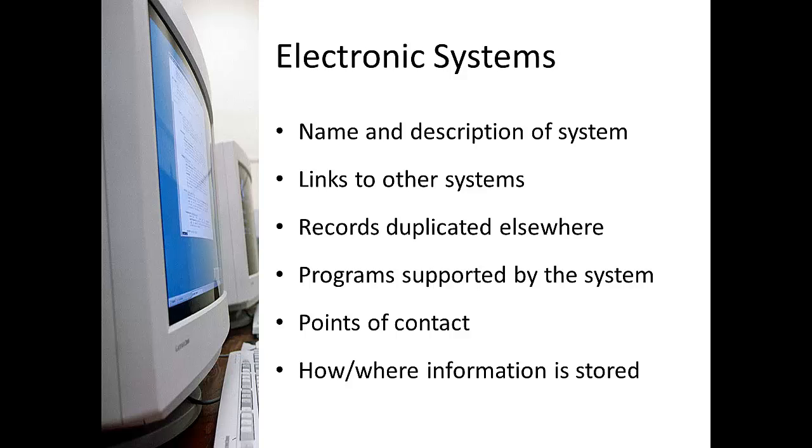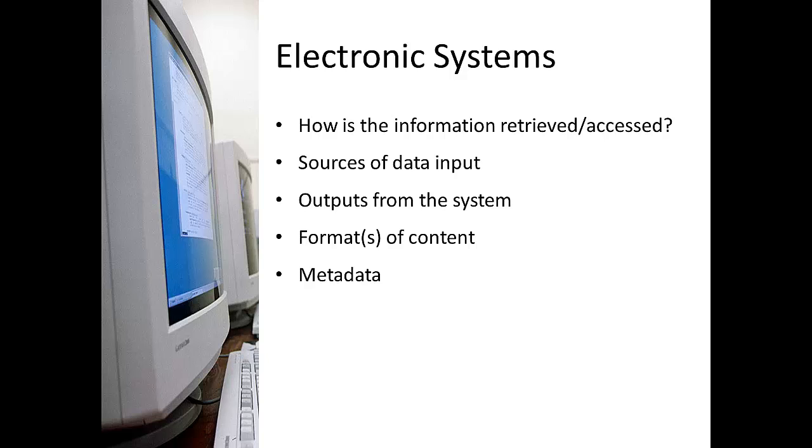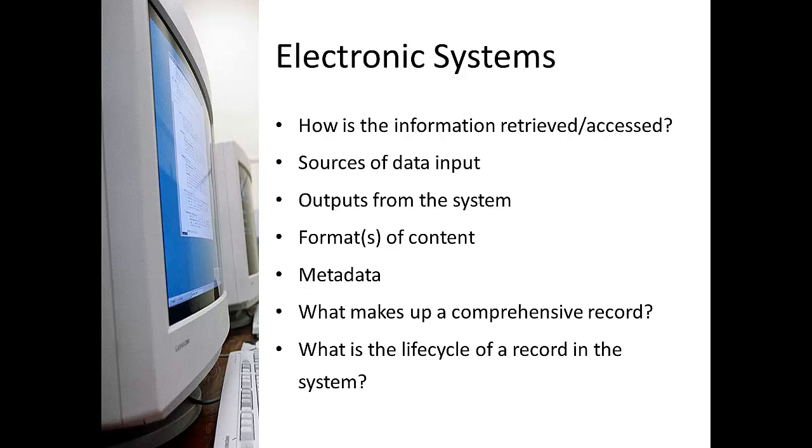Just like with traditional series, we also capture information about the business and technical points of contact for the system and information about how and where it's stored. We look at what information is stored in the system and how it's accessed. We look at what goes into the system and at what kinds of reports, data streams, or other products come out of the system and where they go when they're generated. We look at the electronic formats of the content and at the metadata.